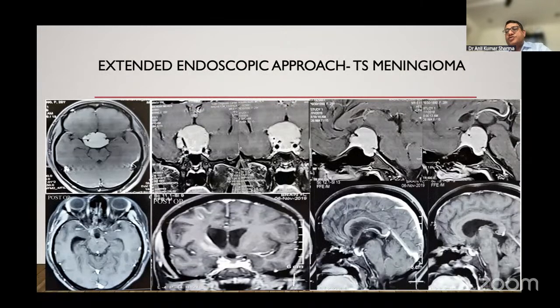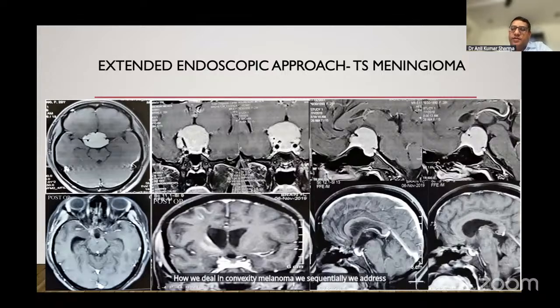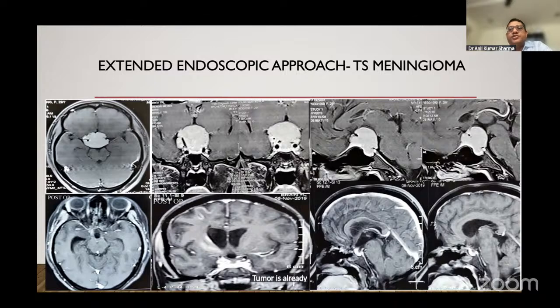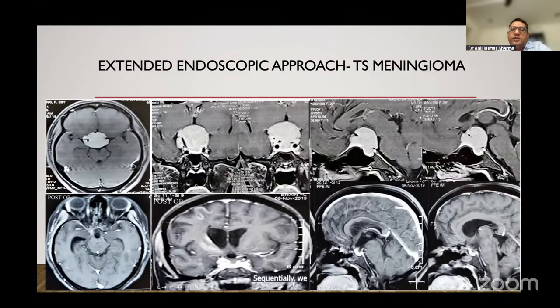So coming to meningiomas. For meningiomas, what we do by the endoscopic approach is convert a skull-base meningioma to a convexity meningioma. How do we deal with a convexity meningioma? We address first the bone, then the dura, and then we reach the tumor. By the time we reach the tumor in a convexity meningioma by the standard transcranial approach, the tumor is already devascularized. So the same principles are followed when we operate these cases by the endoscopic approach. We address the dura and then we reach the tumor. By the time we reach the tumor, it is already devascularized.